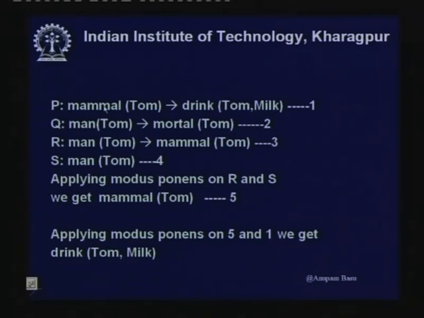Then if I apply modus ponens on P and this new one, mammal Tom, then again I can derive drink Tom milk. Thus, the desired statement that Tom drinks milk can be proven using modus ponens. Until I wrote them down as implication, I could not apply modus ponens. I could not apply the inference rule called modus ponens.